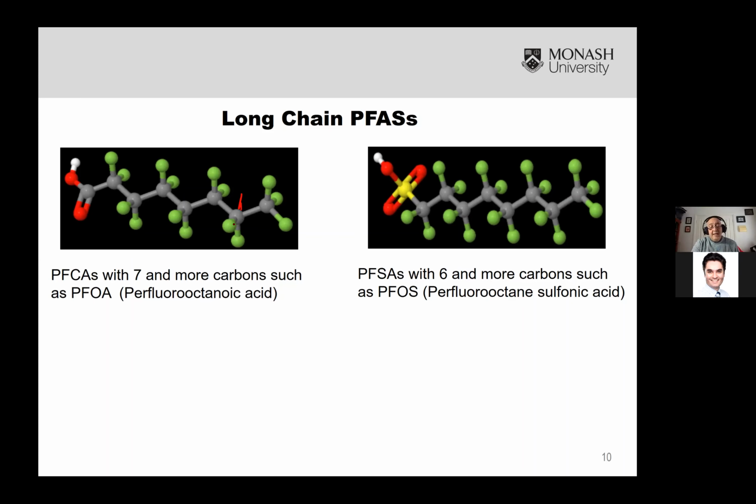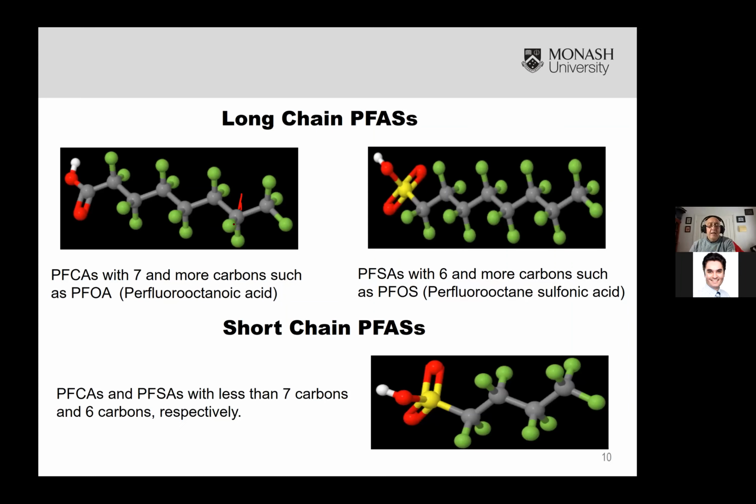Now, PFCAs and PFSAs with less than 7 and 6 carbons, respectively, are considered as a short carbon chain. So keep this in mind because this is very important, as you will see later on in the lecture.